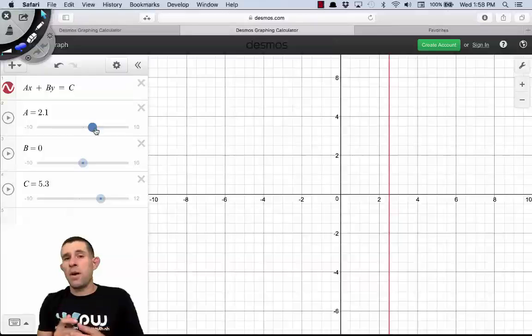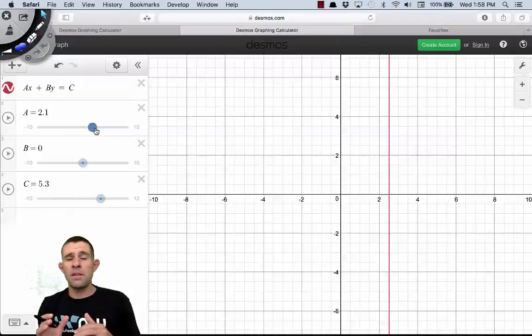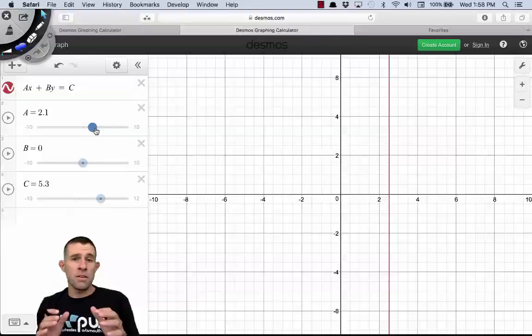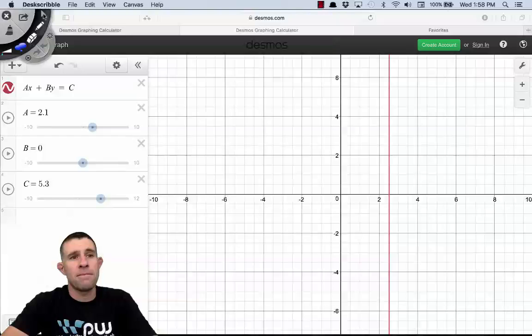Again, if I change some of A and C, I see that that line remains vertical. So there's some interesting properties here when A or B are equal to 0, but when A, B, and C are constants, then the graph of that standard form of the equation is simply a line. Let's take a look at a few examples for today.